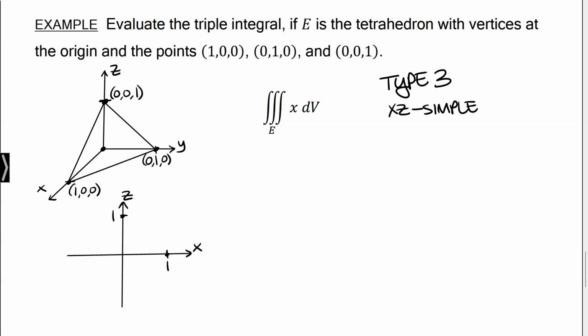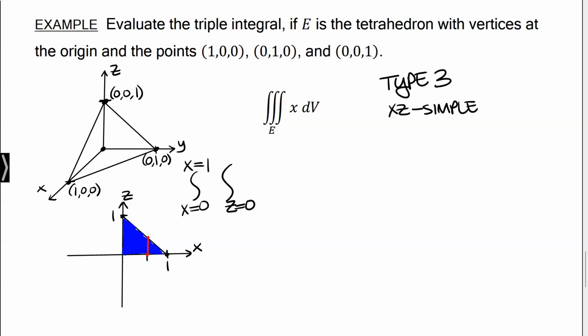And so it's this region. Let us fix x first. Okay, so we're going to fix x. Where does x go between? X goes from 0 to 1. For a fixed x, where does z go between? Well, it's going to be this. So the lower limit here is clearly 0, but what is that upper limit?